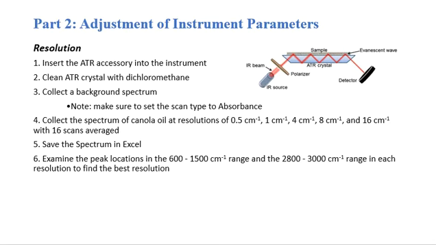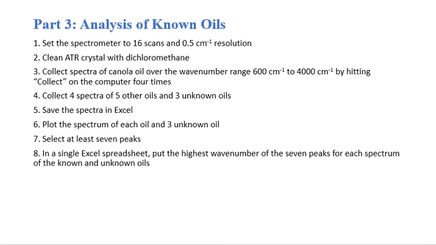and collect the spectrum of canola oil at resolutions of 0.5, 4 and 16, and you save this spectrum in Excel. Step 6, you need to examine the peak locations in the 600 to 1500 range and 2800 to 3000 range at each resolution to find the best resolution. At part 3, you will collect the spectrum of 6 known oils and 3 unknown oils.